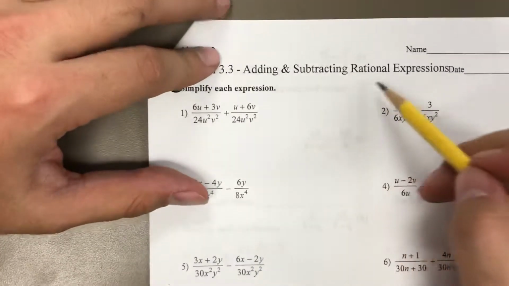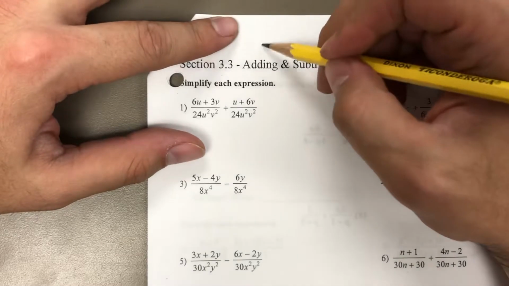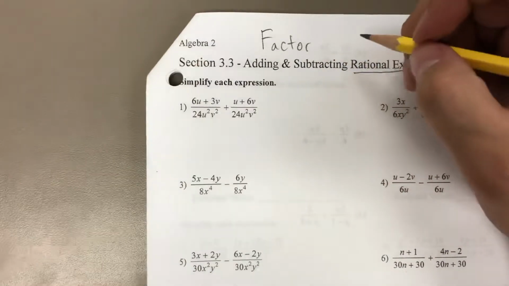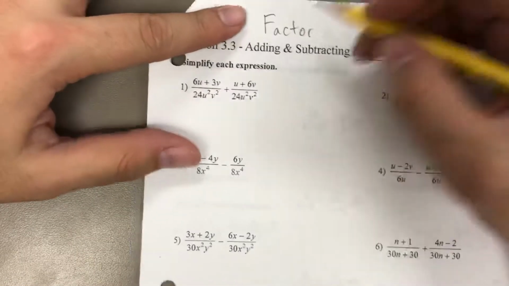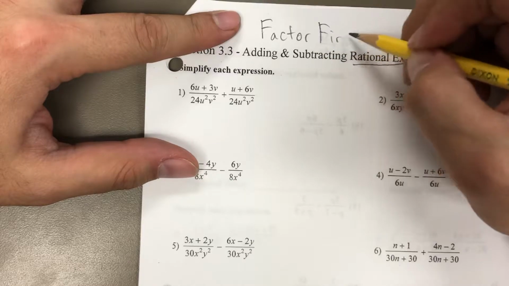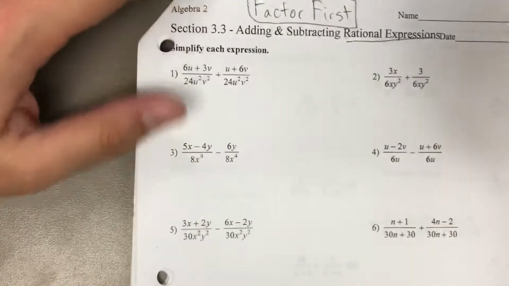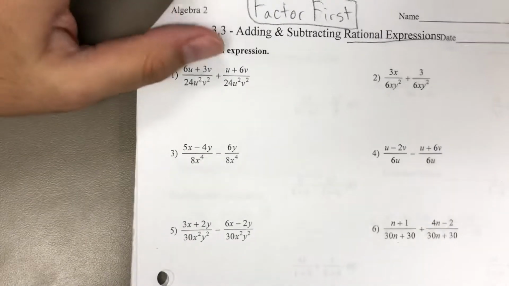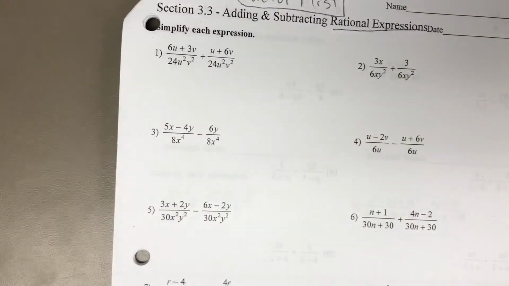We are going to work on 3.3, the odd problems. This is adding and subtracting rational expressions. The first thing you need to know is how to factor quadratics, cubics, just polynomials in general. So factor first or fail. Make sure you know how to do that. Factoring is going to really help you out with rational expressions when you're adding, subtracting, multiplying, simplifying, all that stuff.